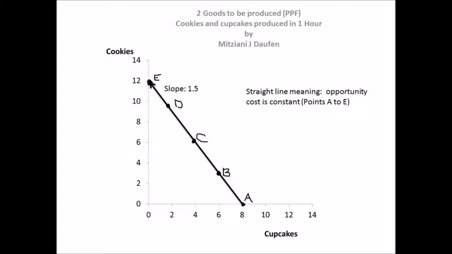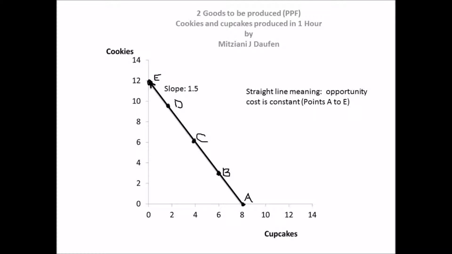And remember what opportunity cost is. It is an item that must be given up to obtain another item. And there's always a trade-off, another principle mentioned in chapter 1. I have to ask myself, do I want more cookies or cupcakes? Where will I put all my resources, right?